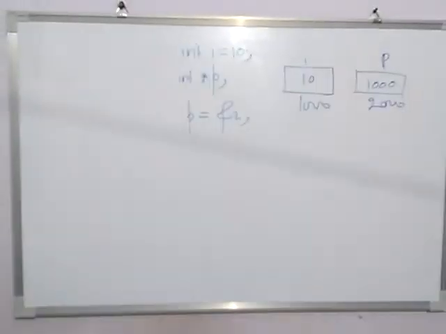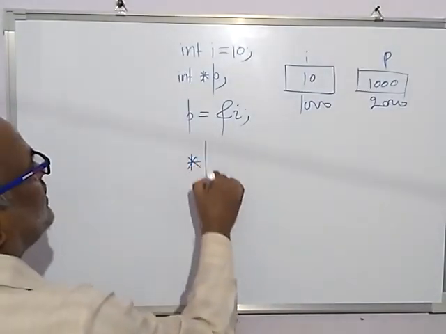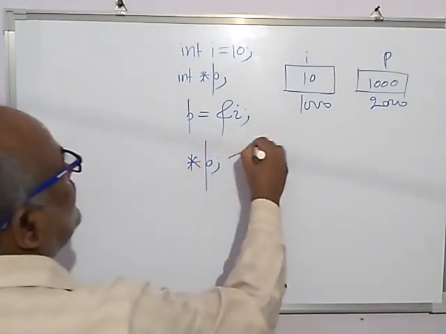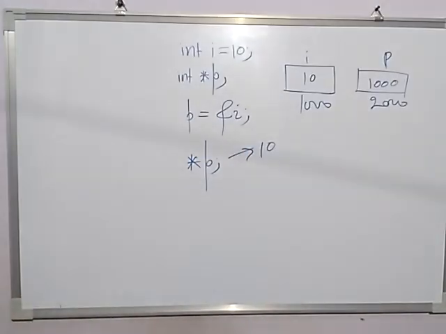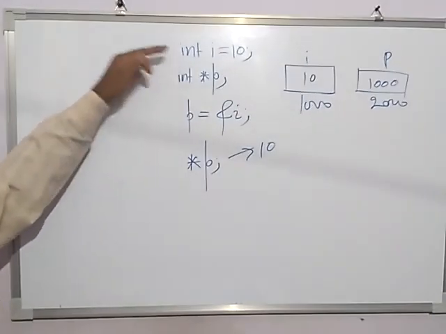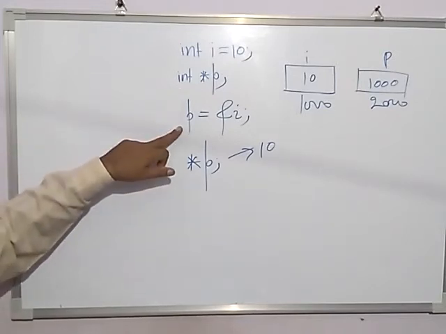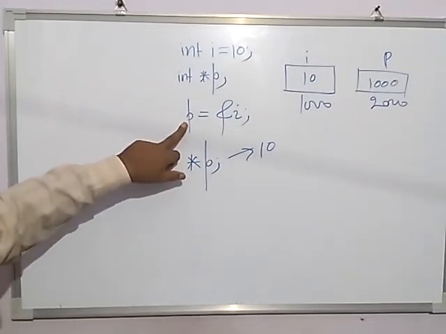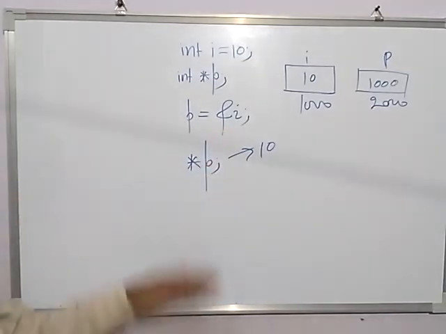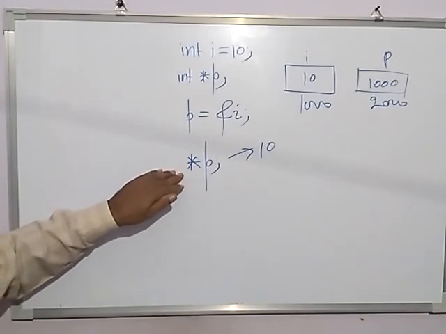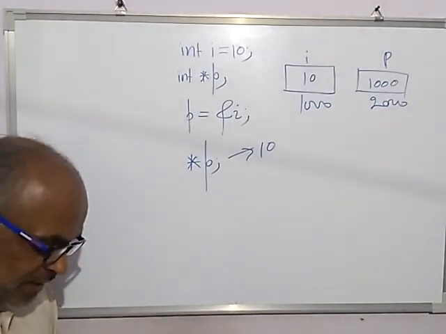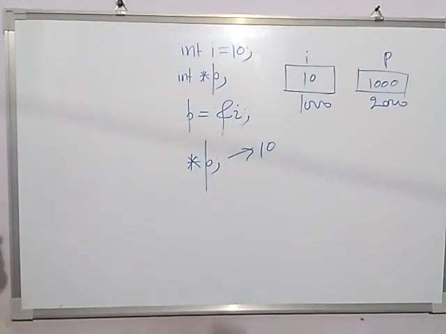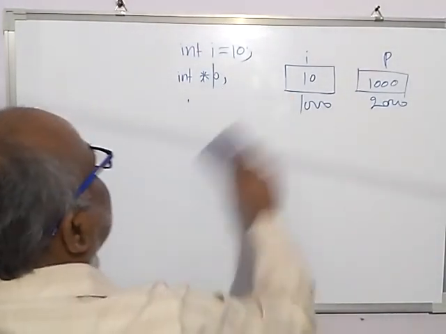If you want to print the value, just use star then p. Star p means it will give the value 10. So if you want to access the value of a variable by using a pointer, first you declare a variable, then declare a pointer variable, then you assign the address by using the ampersand symbol. If you want to access the value, then you have to use star p. Suppose I want to write a simple program to explain how to access the value of a variable using a pointer.